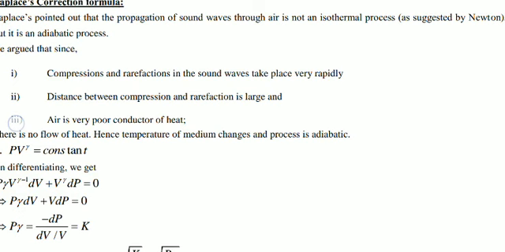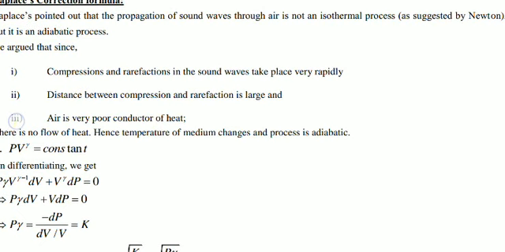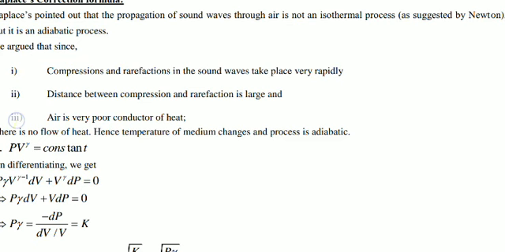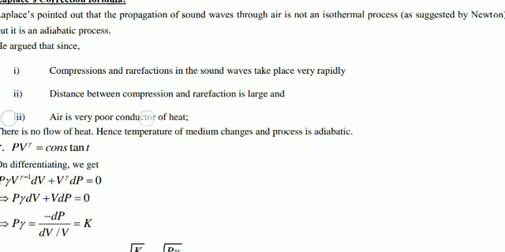Again, if the temperature has to remain constant, there must be a flow of heat from one point to another point, or there must be a sharing of energy from one point to another point. However, the air molecules are very poor conductors of heat. So heat cannot propagate from one point to another so that the temperature remains constant. So temperature will not remain constant here because air is a very poor conductor of heat. Based on these assumptions, Laplace argued that the process is not isothermal.